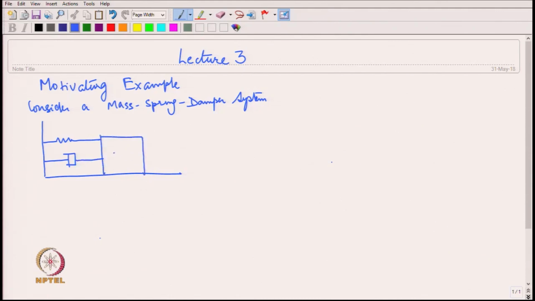There is a mass m, there is a spring constant k and a damping constant b, and there is an input force given by f of t. That is represented by small f.